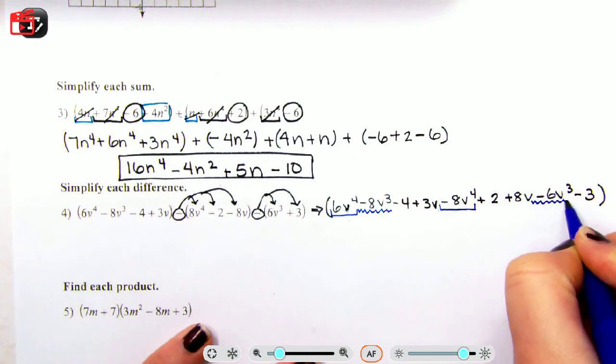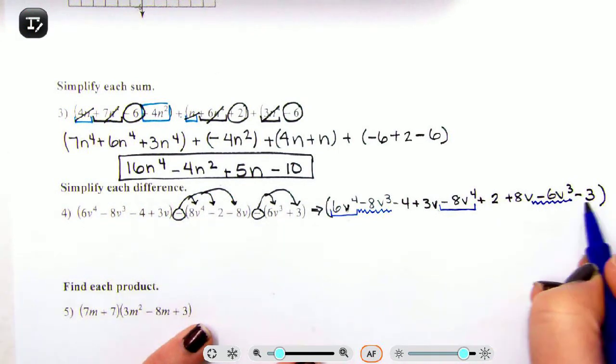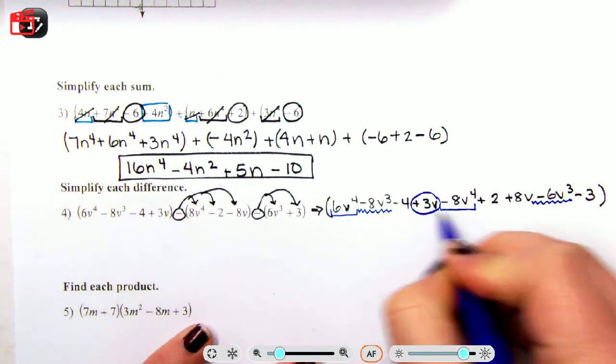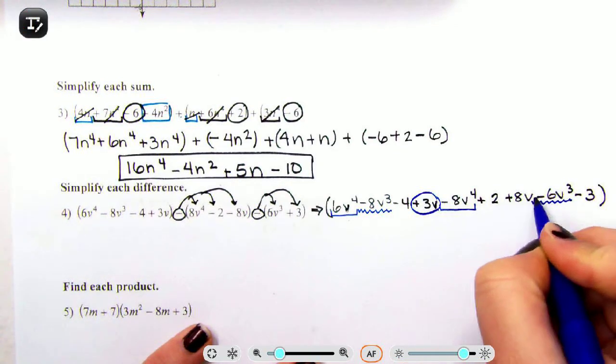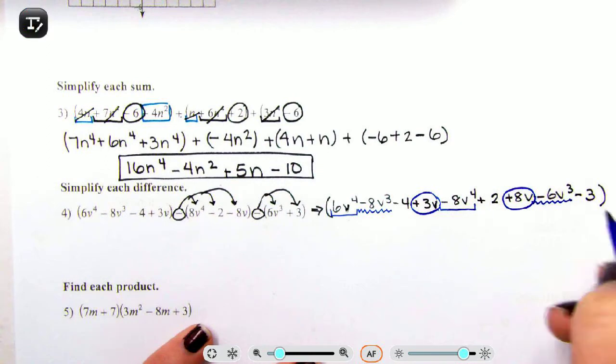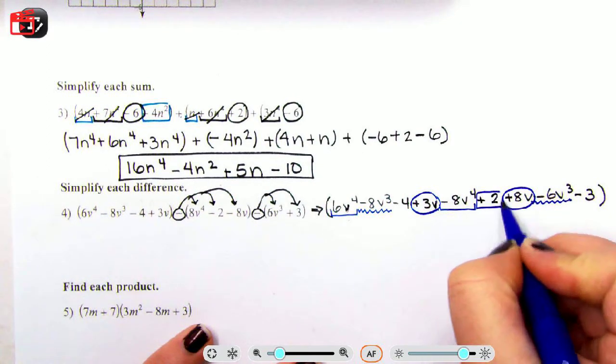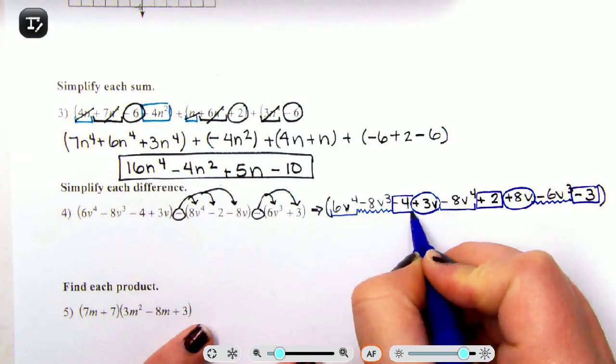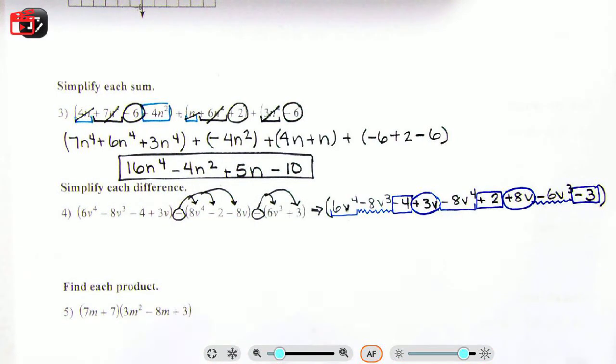make sure you're grabbing that sign. Do I have any squares? Nope. I have a 3v, I have an 8v, again grab the sign with it, and then I have my numbers, -4.